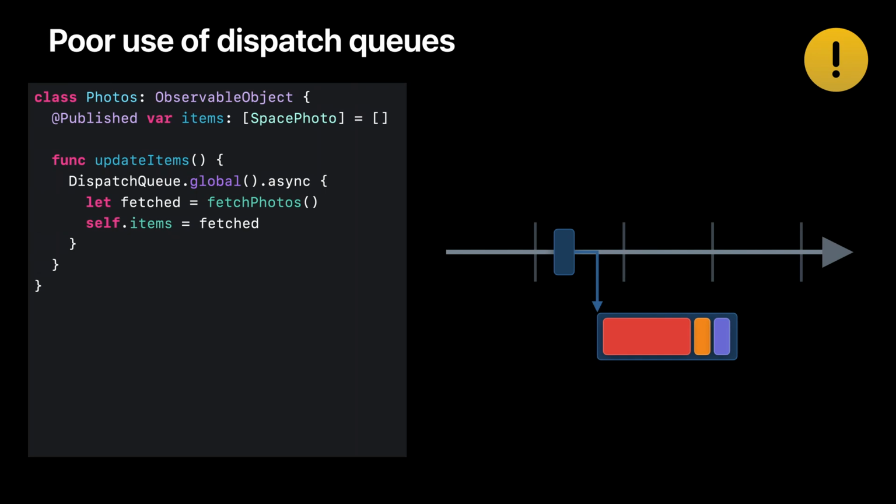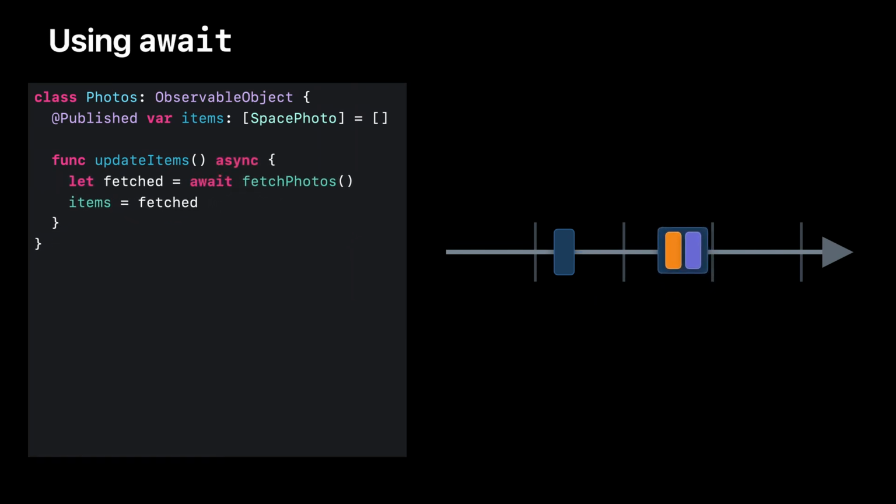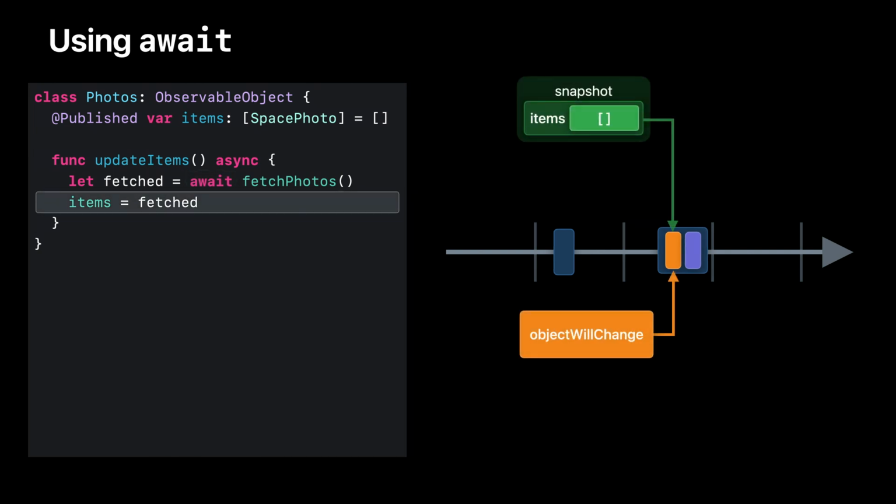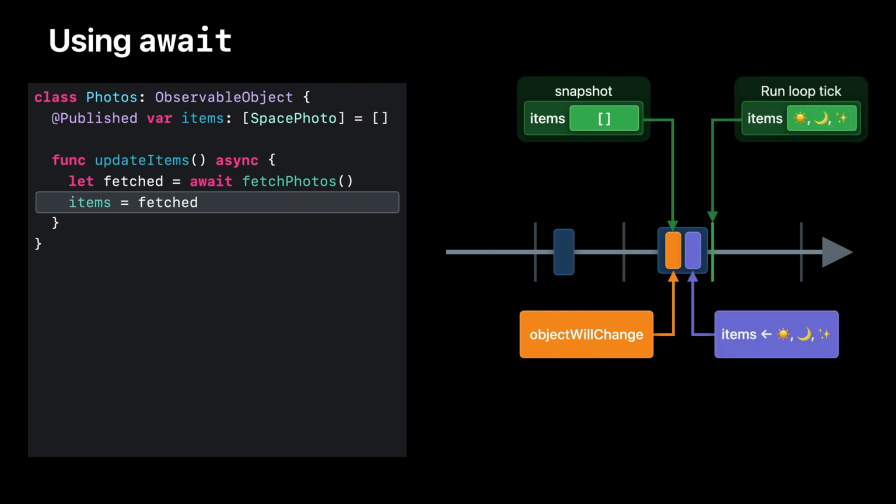Instead of dispatching to another queue, I simply await the result of the long-running operation. When I write await, the updateItems function yields control of the main actor so that the run loop can continue. When the awaited fetch is complete, the main actor re-enters my function, so that I can safely update my published property, triggering objectWillChange, and making the new value available to SwiftUI.